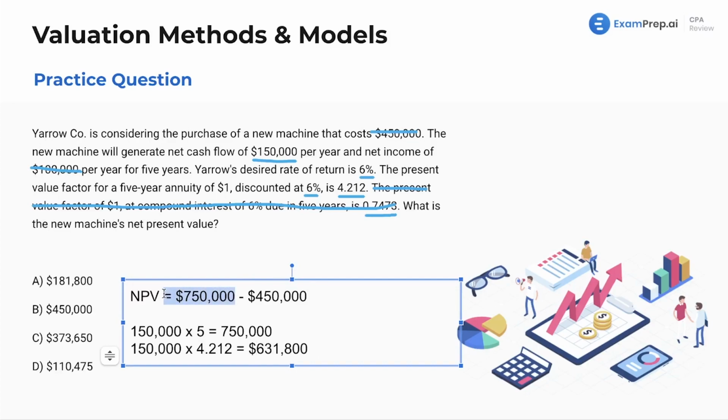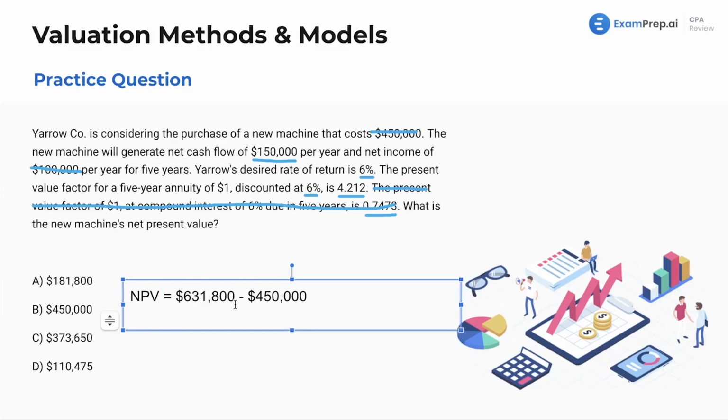What did we just calculate? We calculated our inflows, 631,800. And what do I see initially? When we present value factored our inflows, it's still above our outflows. So right away, we're probably going to accept this project. I mean, I definitely would.